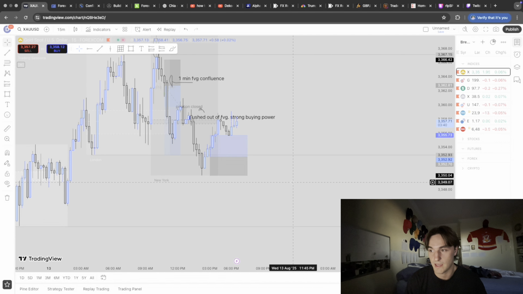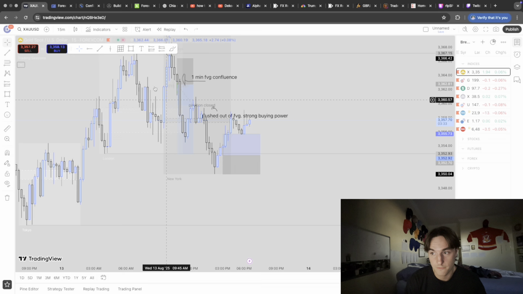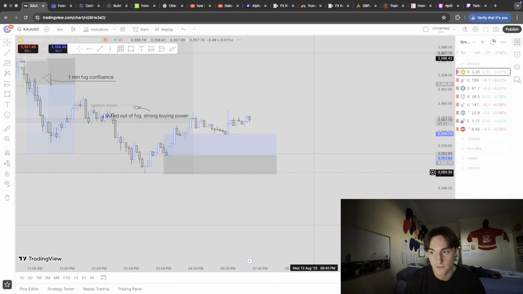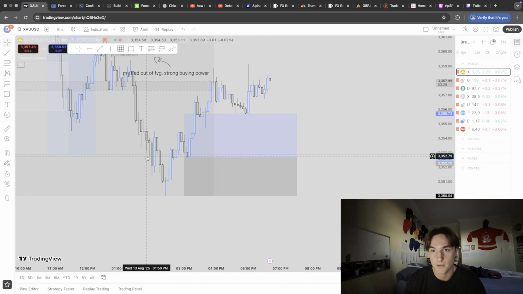So literally A+. Also, I took this trade. Look at this. We swept London's low, came up, filled the fair value gap here. Boom, gone. Let me tell you what I took my confluence off of.